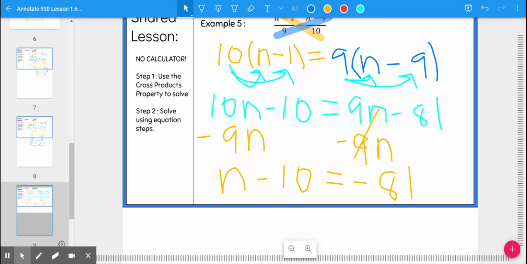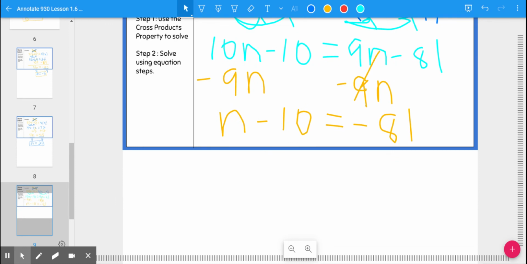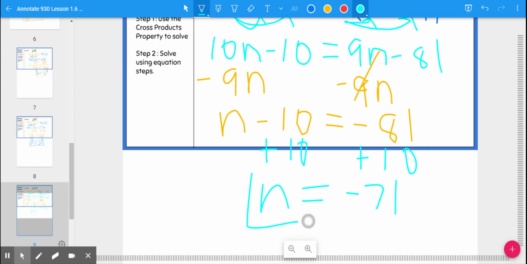And so now I have n minus 10 is equal to negative 81. And our last step, because we just have that 1n here, we are going to add 10 to the other side. And we are left with just n is equal to negative 71. And this would be our final answer.